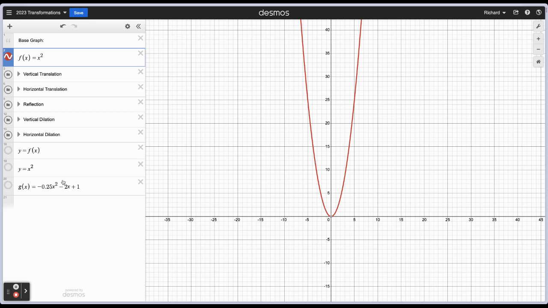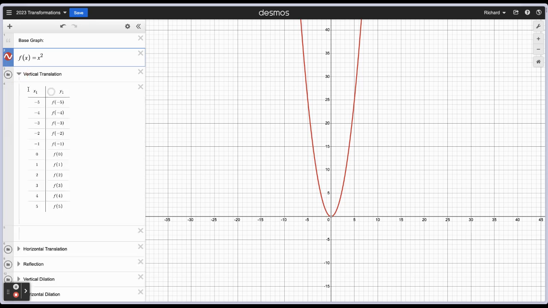A translation is when every single x coordinate or every single y coordinate has been shifted by a certain number. Let's take a look at a vertical translation. So what I have here is just a whole set of points. I've got x from -5 to 5, and the y coordinates here are just effectively what happens when I substitute -5 for x, right? So f of -5 would be -5 squared, which is 25. f of -4 is -4 squared, and so on, all the way along here.